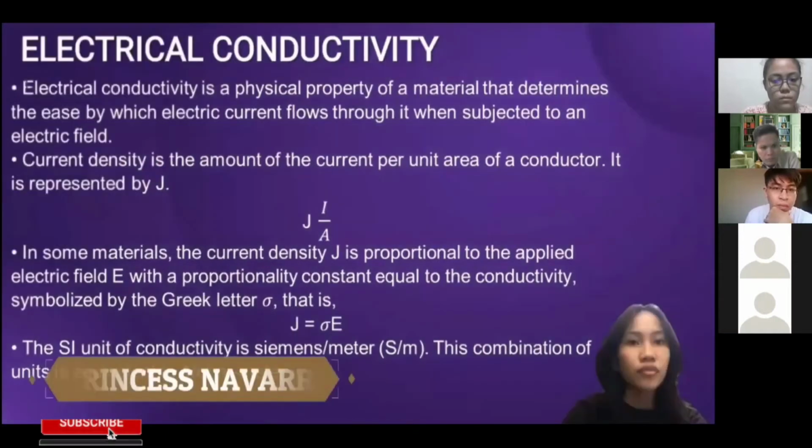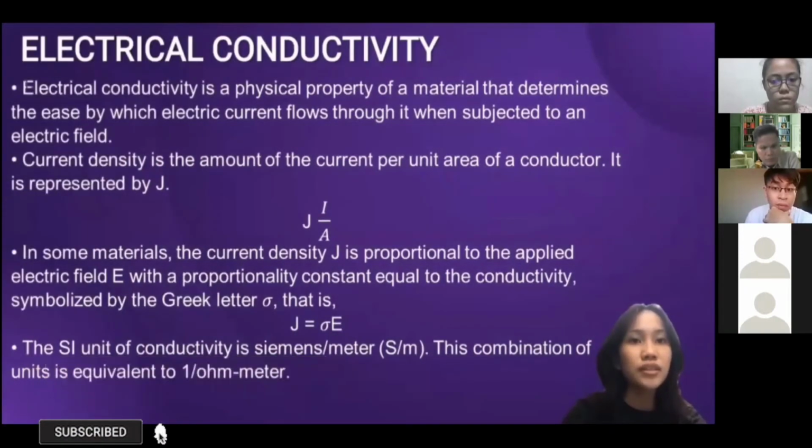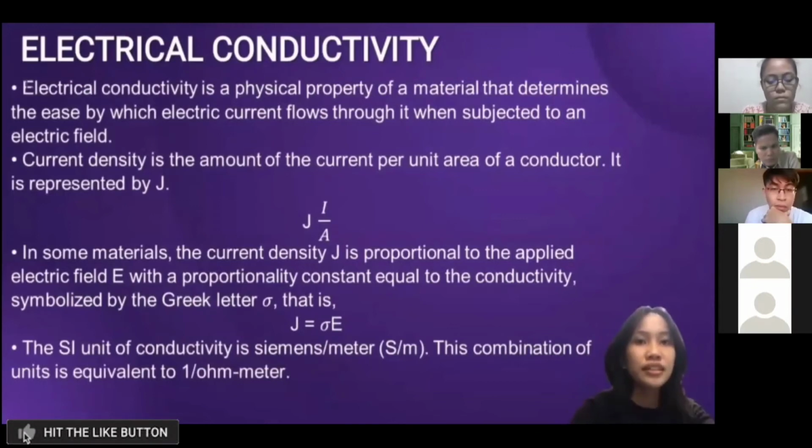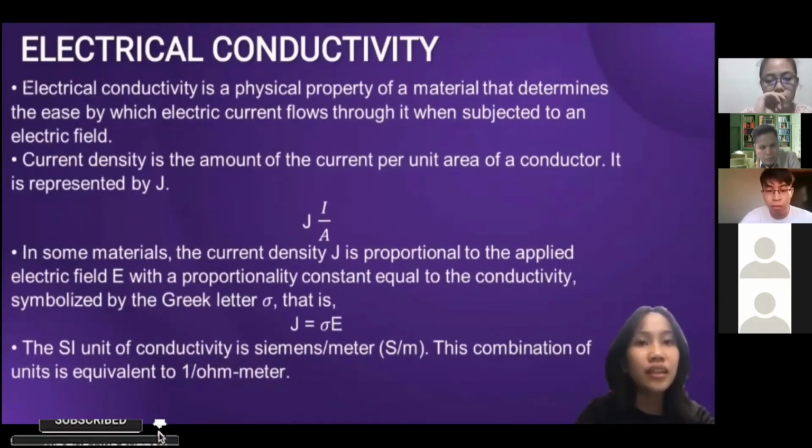Electrical conductivity is a physical property of a material that determines the ease by which electric current flows through it when subjected to an electric field. Current density is the amount of the current per unit area of a conductor. It is represented by J. J is equal to I, which is the current, over A, which is the area.